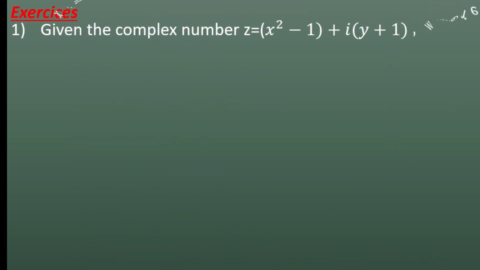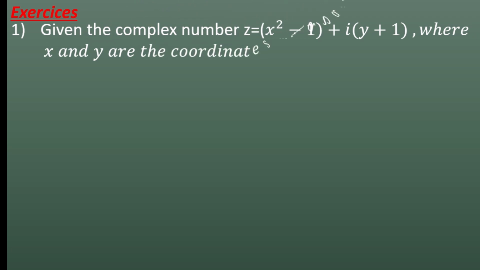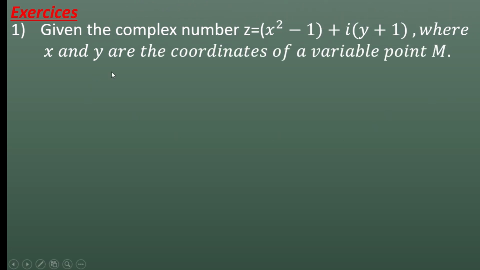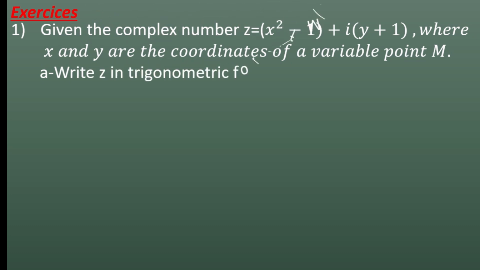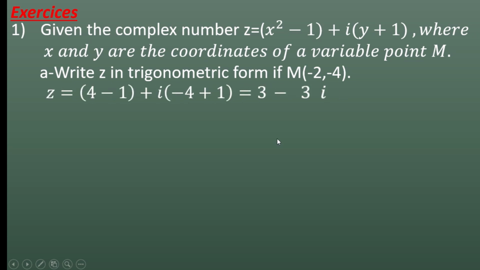Exercise. Given the complex number z equal x squared minus y plus i(y plus 1), where x and y are the coordinates of a variable point M in an orthonormal system. Write z in trigonometric form if M has coordinates minus 2, minus 4. It means x equal minus 2 and y equal minus 4. Substitute x equals minus 2, we get 4 minus 1 is 3. Y equal minus 4, minus 4 plus 1 is minus 3. Z equal 3 minus 3i.